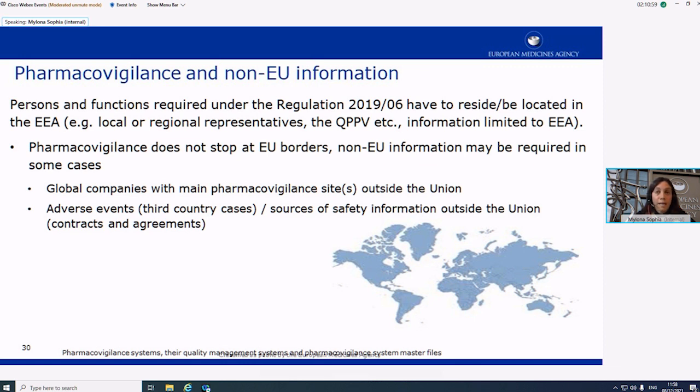And I give you two, I hope, good examples. If you are a global company with important sites outside the EU for your pharmacovigilance system and the activities carried out that would affect the products marketed in the EU, you may have to include information that is outside the EU. And of course, we have the third country cases. So if you have important sources of safety information and or you have third parties involved, you may have to include some information on these in the PSMF. So keep this in mind. Next slide, please.